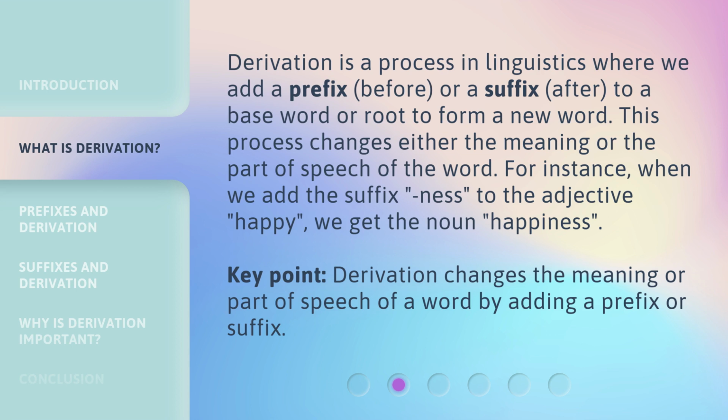Derivation is a process in linguistics where we add a prefix, before, or a suffix, after, to a base word or root to form a new word. This process changes either the meaning or the part of speech of the word. For instance, when we add the suffix, ness, to the adjective, happy, we get the noun, happiness. Key point: derivation changes the meaning or part of speech of a word by adding a prefix or suffix.